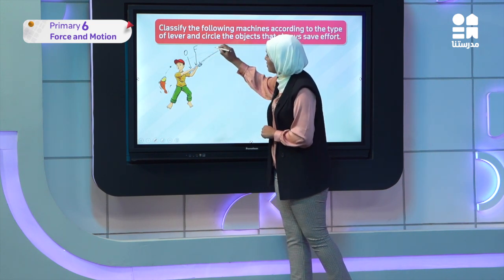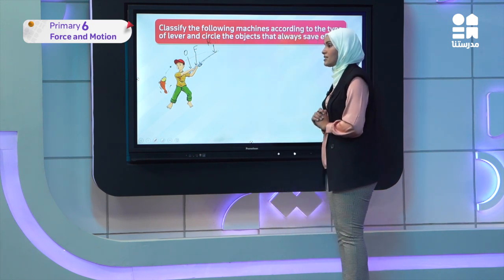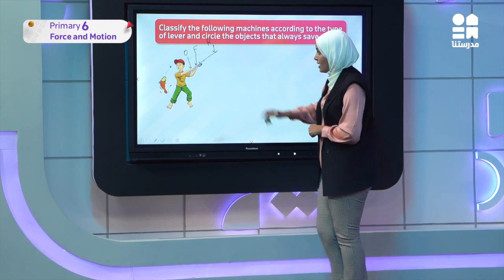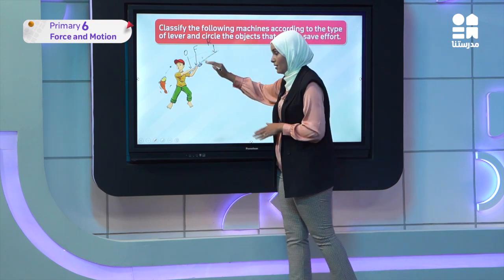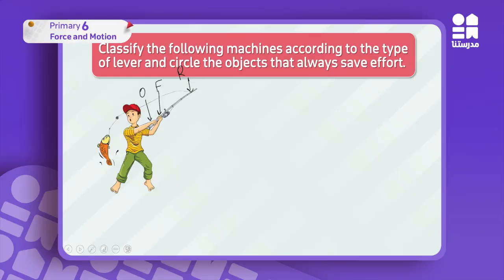And here the front one it's the resistance. It's the resistance. يبقى كده نقدر نقول in force is in between fulcrum and resistance. يبقى it's third class lever. It's third class lever. طيب does it save effort? No, it doesn't save effort.